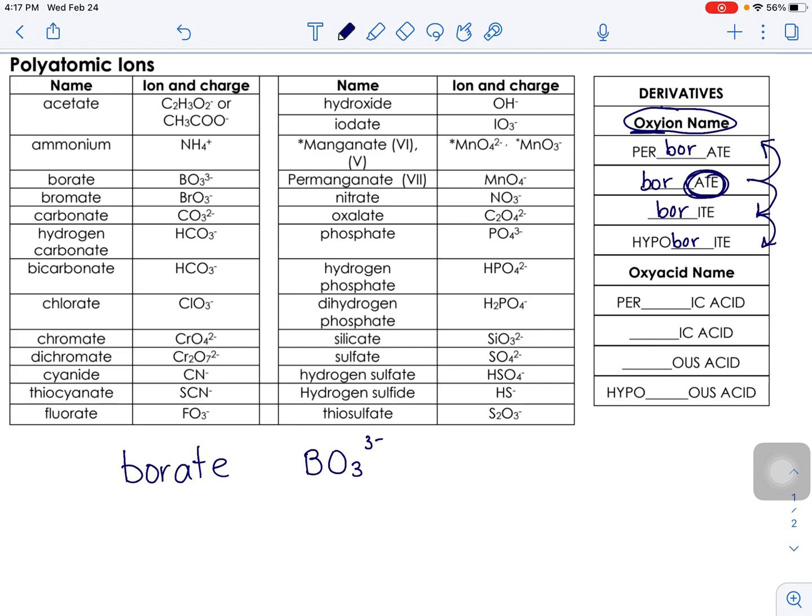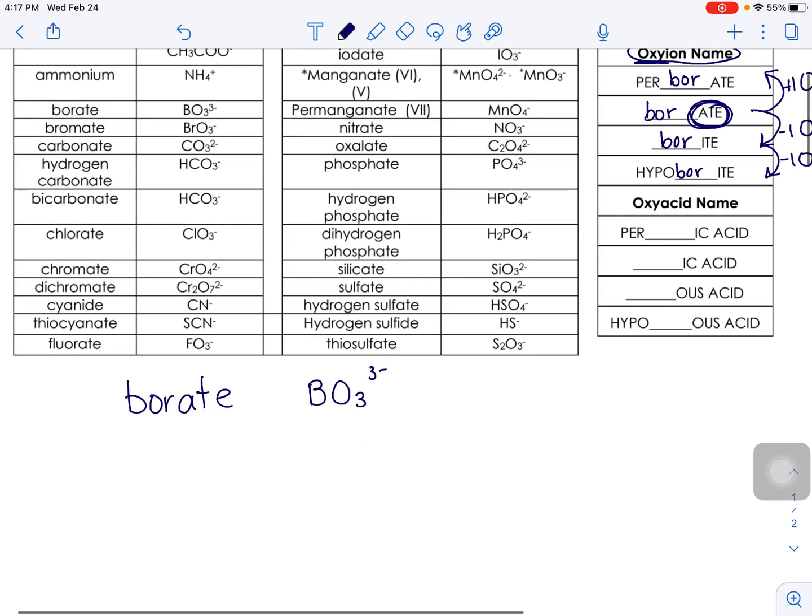As we move from the borate up one, we are going to add an oxygen. As we move from borate to borite, we are going to subtract an oxygen, and then we're going to subtract another oxygen as we go from borite to hypoborite. So perborate then is the addition of an oxygen. Borate is BO3, so perborate is BO4. So it's one more oxygen, and the valence stays the exact same. So it is also 3 minus.